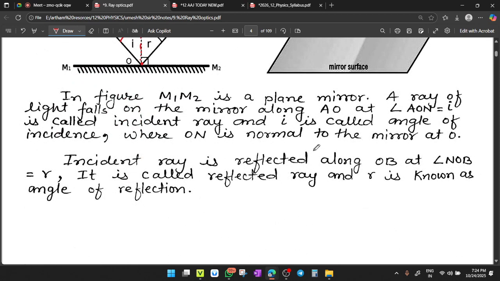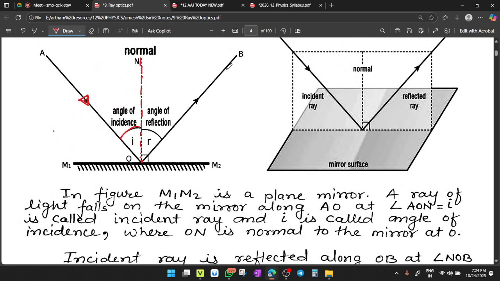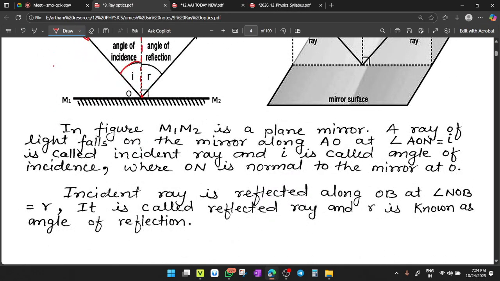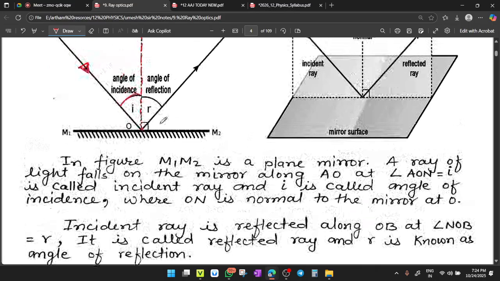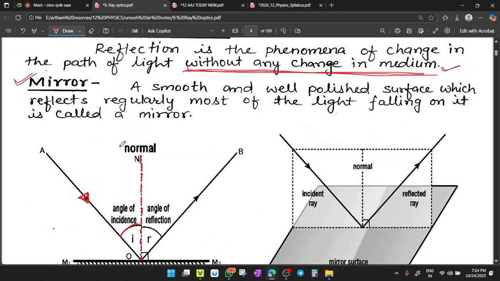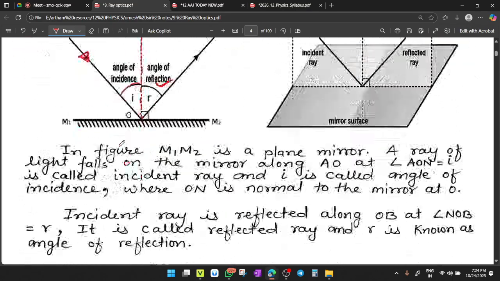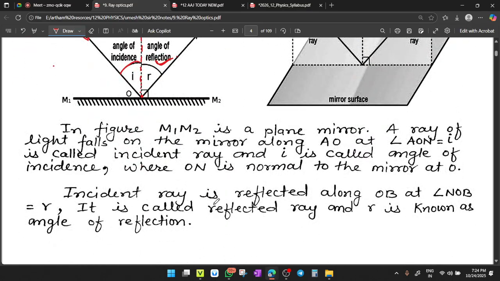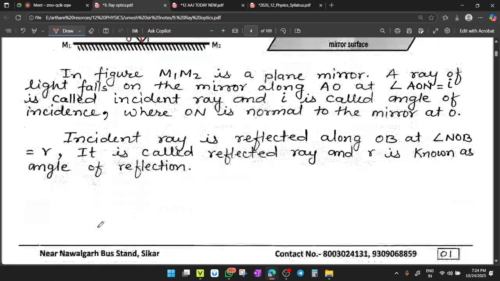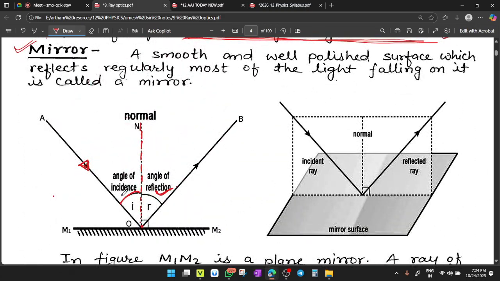The incident ray is reflected along OB after the reflection. So this is called the reflected ray. And the angle NOB is called the angle of reflection, r. Yes, r is known as the angle of reflection.